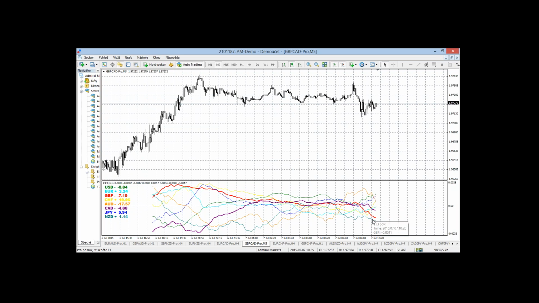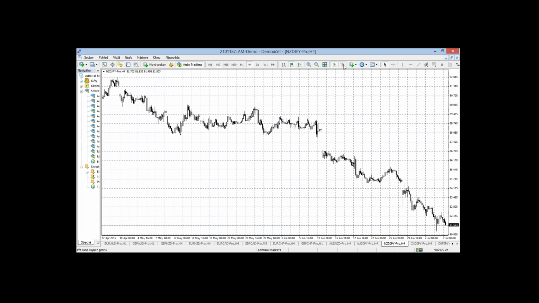Right? And pound weakness, kiwi weakness, and not even that much euro weakness at the moment, actually. Bit of CAD weakness. So pound, New Zealand weak, sorry, dollar yen strong. So the pound dollar makes sense. The Kiwi dollar makes sense to look at that. Pound yen and Kiwi yen.